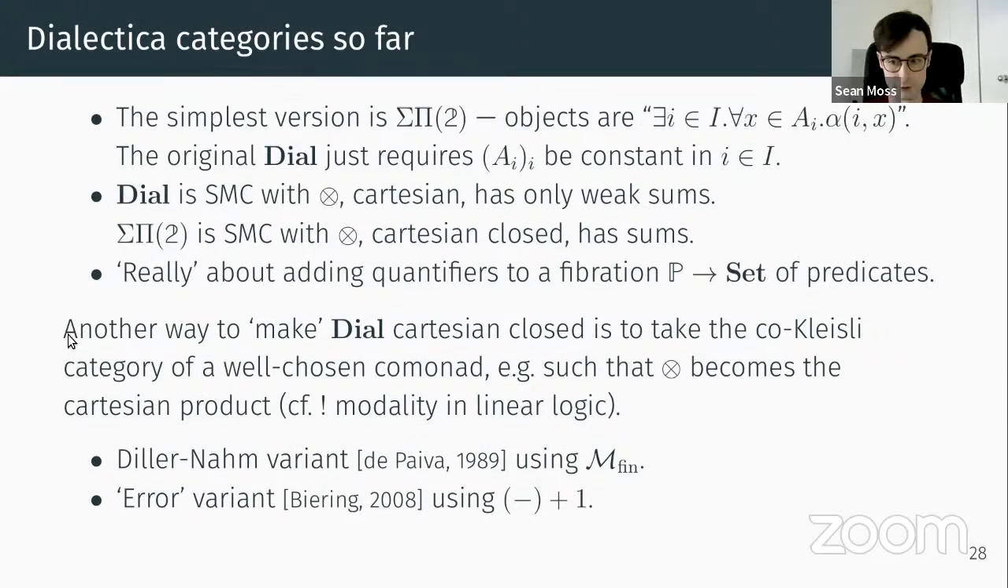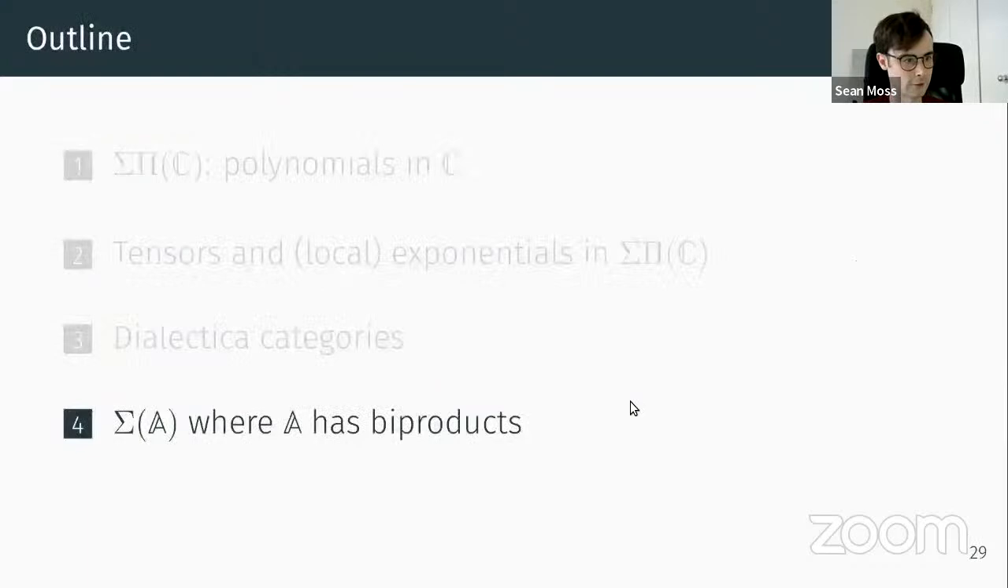Okay. All right, but historically, the way to account for the fact that dial is not Cartesian closed is to take a co-Kleisli category of a well-chosen comonad, in such a way that the tensor, which is monoidal closed in dial, becomes the Cartesian product, as it were. So by the fact that the tensor has an exponential, you end up collapsing them together. So it's a different way of getting there.